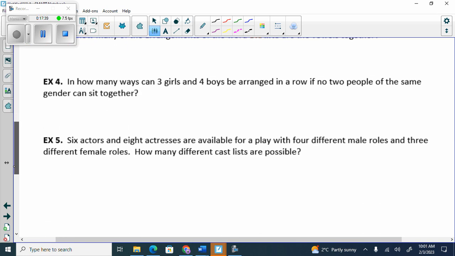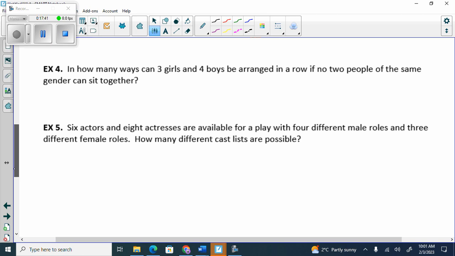Okay, we're going to go to 4. Question 4 says, in how many ways can 3 girls and 4 boys be arranged in a row if no 2 people of the same gender can sit together? So we have 7 blanks and we're arranging them. So it's a permutation. This here screams perm.